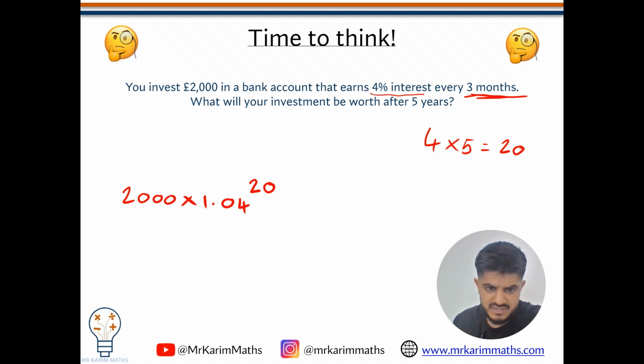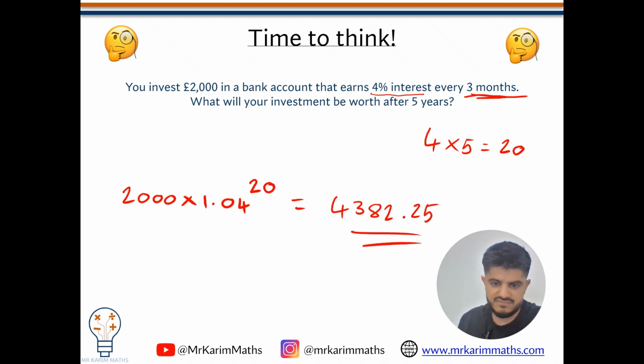So type that in and you know the rest. So you get your answer. 2,000 times by 1.04 to the power of 20, £4,382.25. There you go. You just have to make sure you read the question carefully.